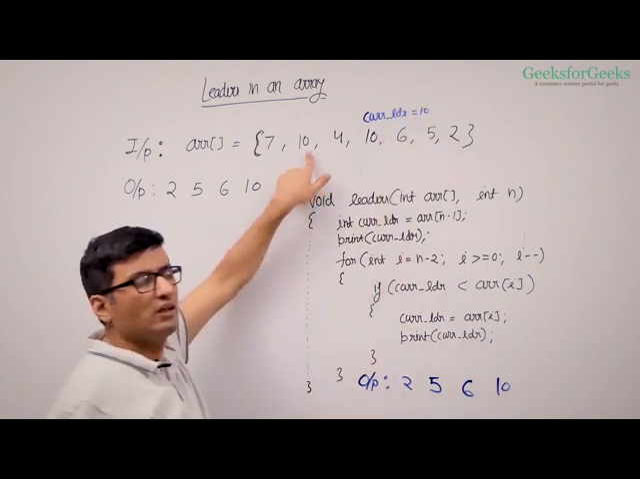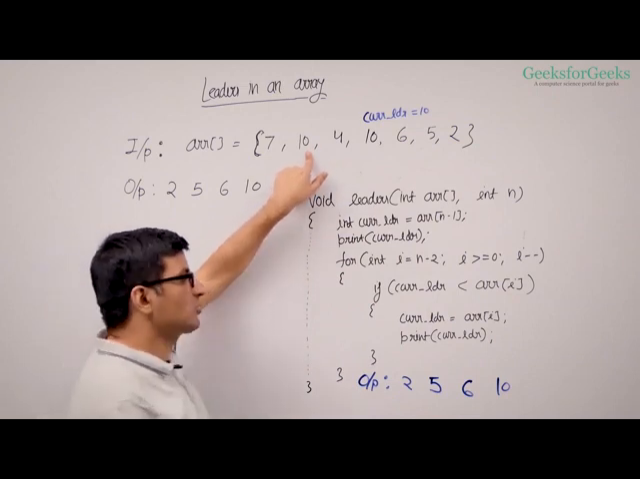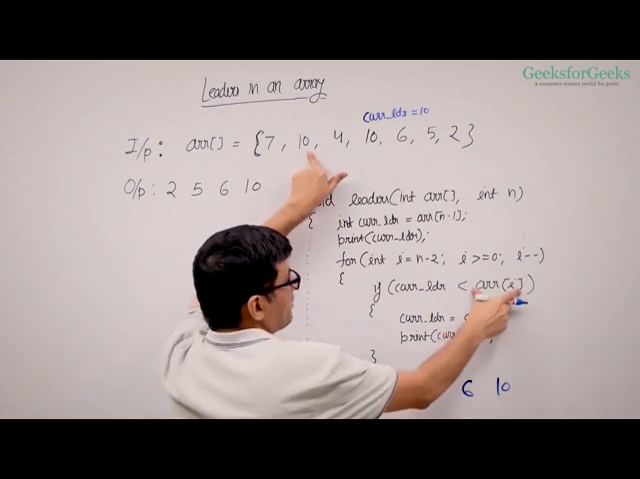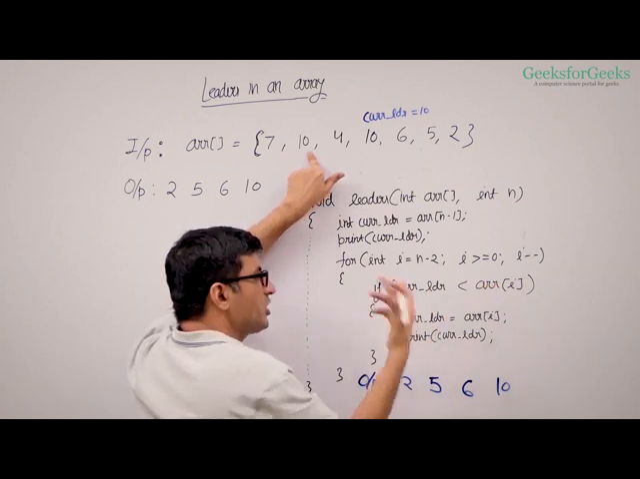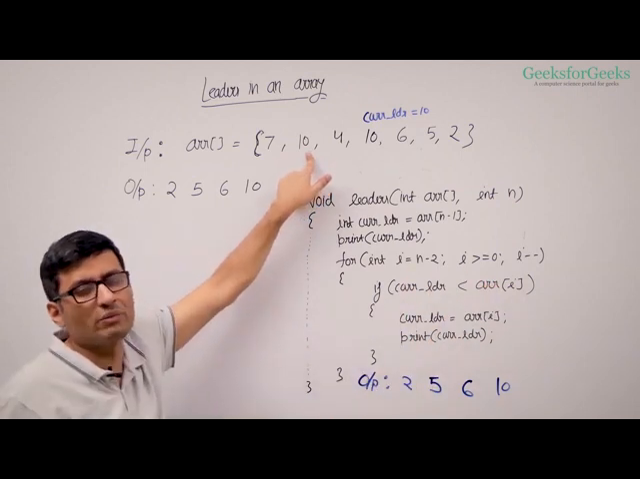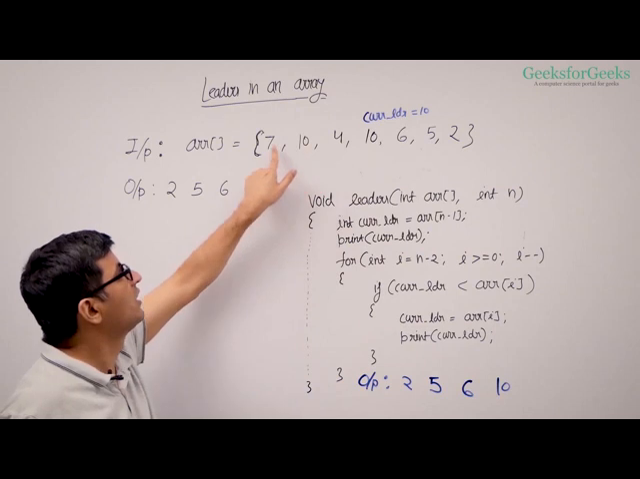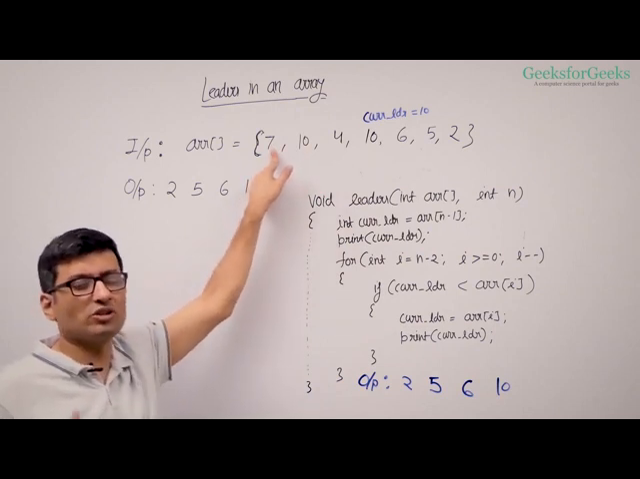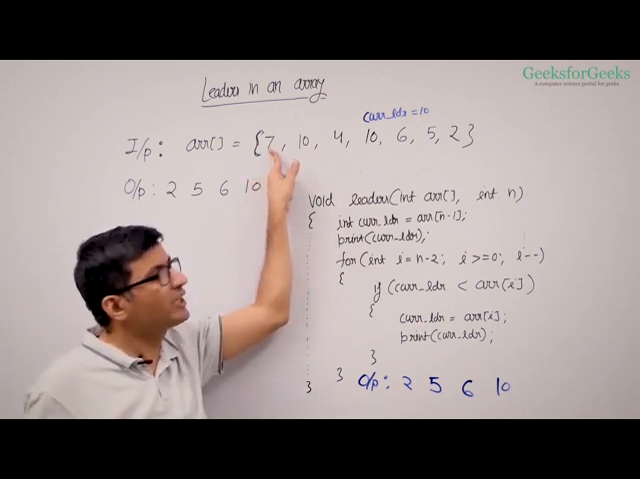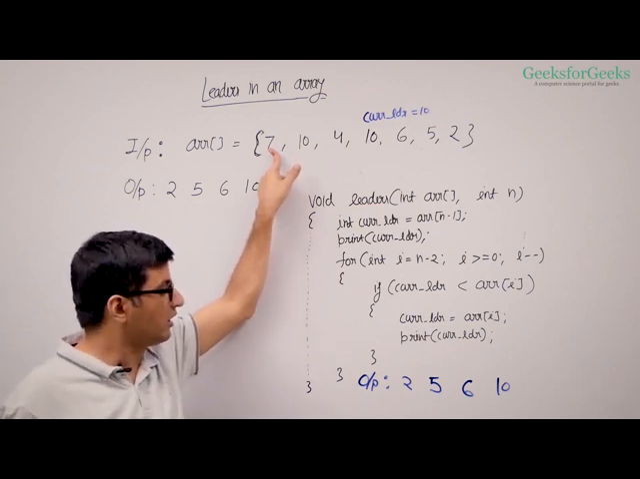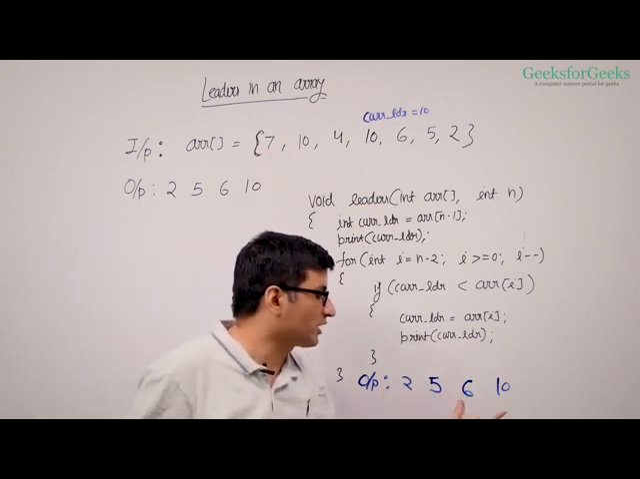Now you come here and this element is also not greater than the current leader. It's actually equal to the current leader. So you do not update the current leader, you do not print this element. Now you come here, this is also not greater than the current leader. So you do not update the current leader and you do not print it. So you get 2, 5, 6, 10 on the screen.